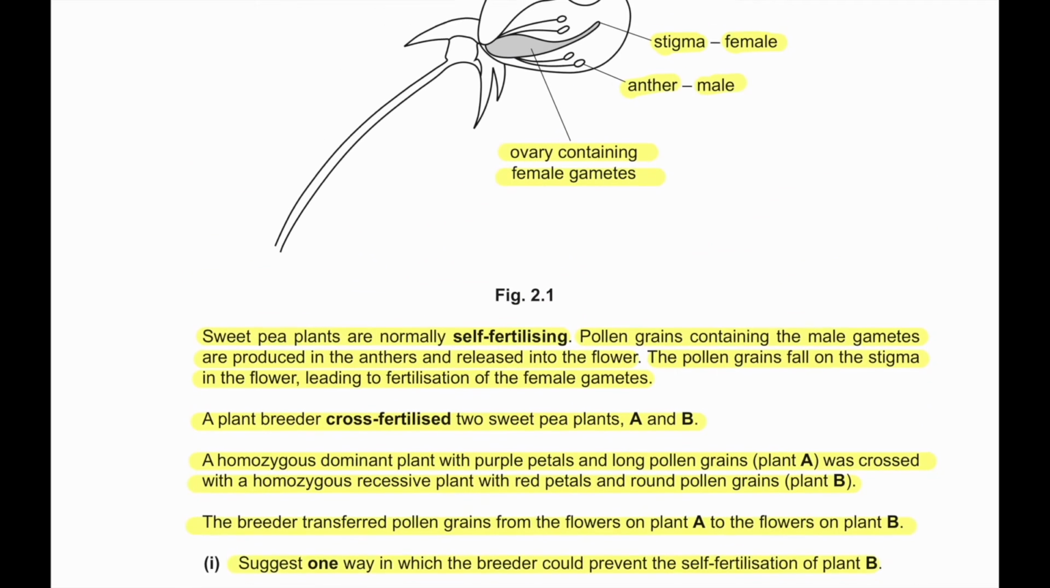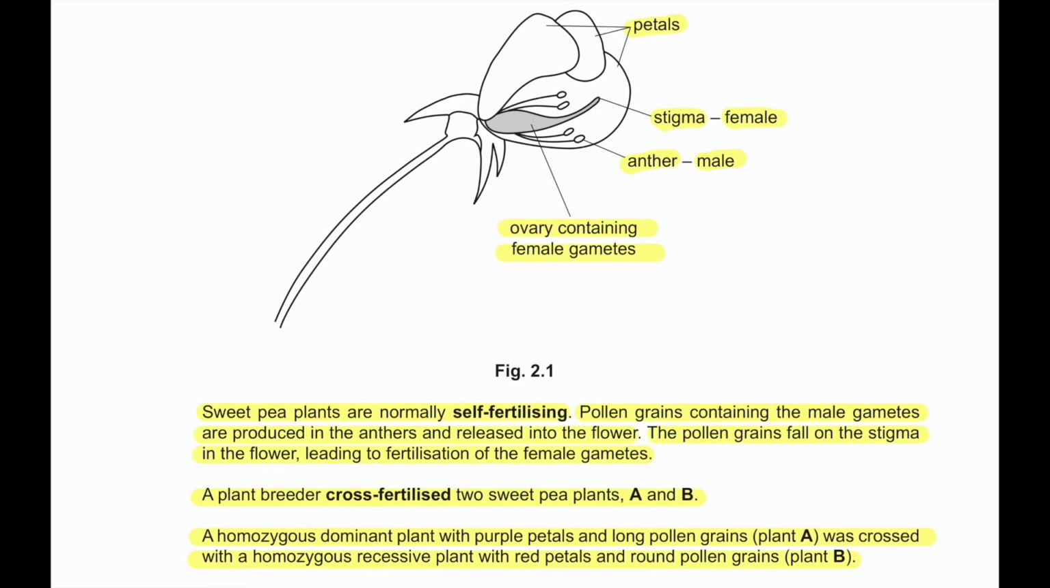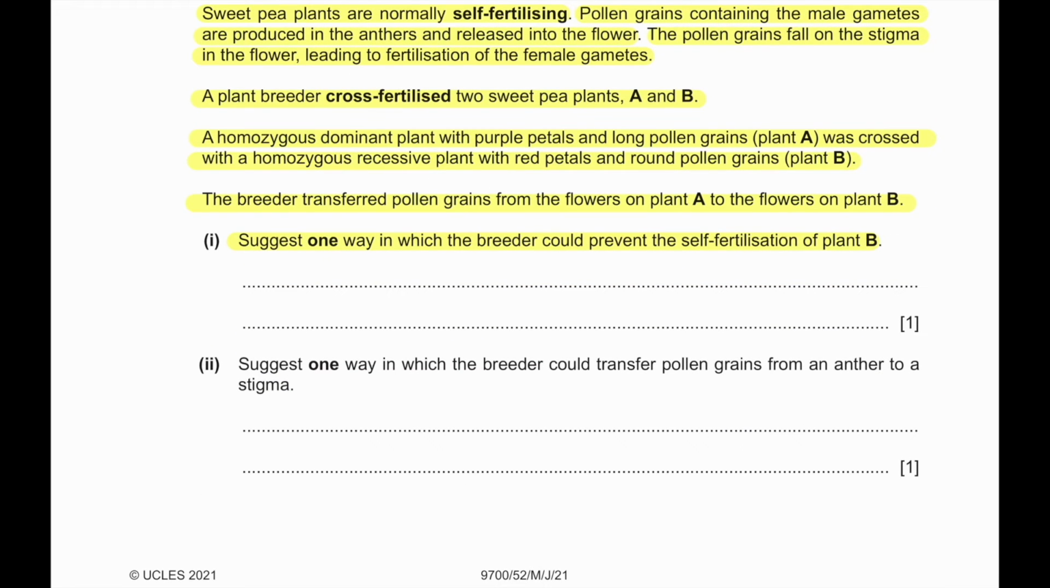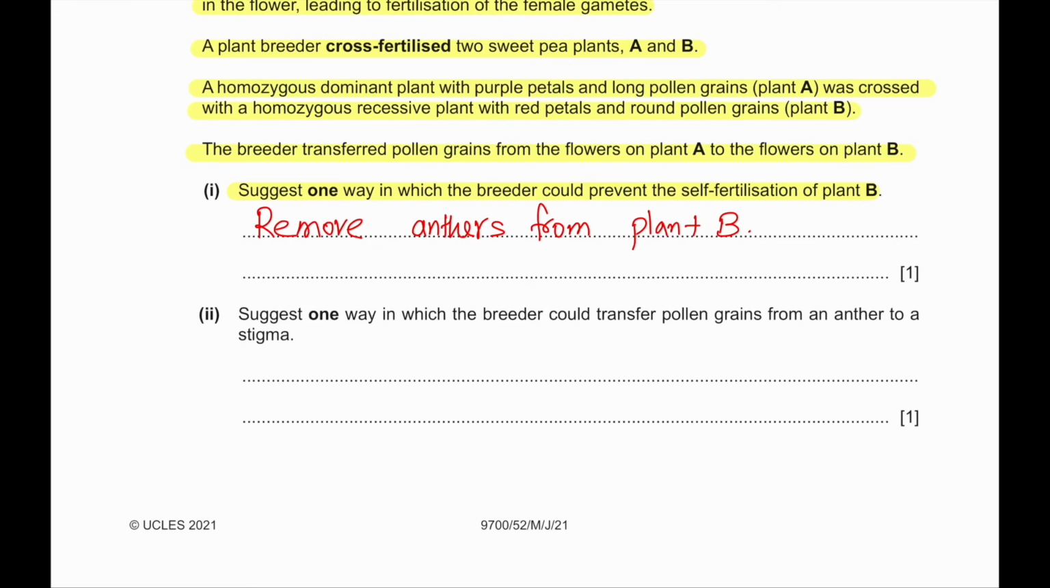Okay, so generally the female part and the male part develop at different times. So either the female part can be removed or the male part can be removed from one of the plants. So we can remove the anthers from plant B. Suggest one way in which the breeder could transfer pollen grains from an anther to a stigma.